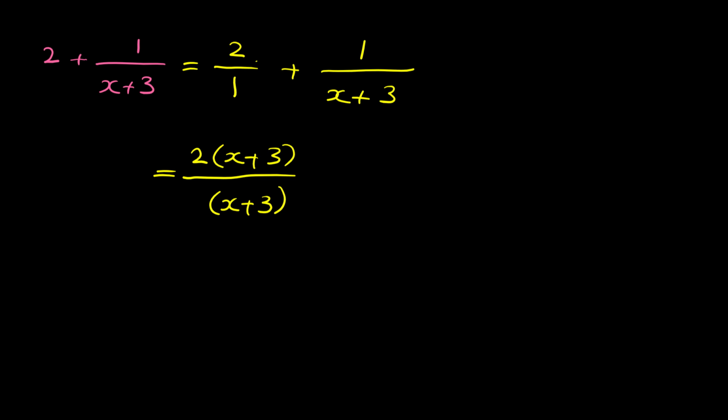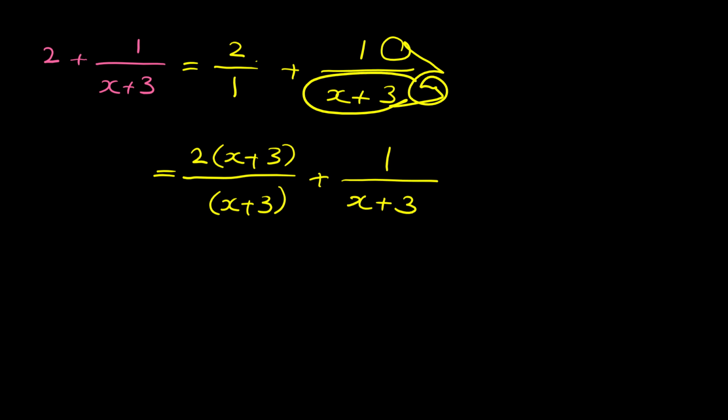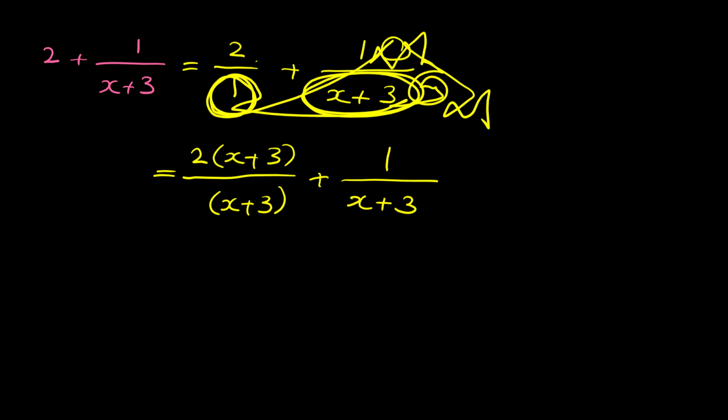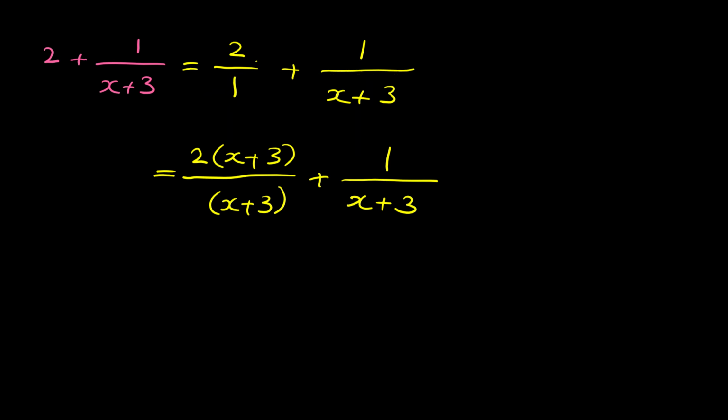For the other fraction, we don't need to do anything, because already the denominator has x plus 3, and we don't need to multiply the numerator and denominator of this by anything, because the other denominator is just 1. So multiplying by 1 doesn't change anything. So here, to make the denominator the same, the only thing that we have to do is to multiply the numerator and denominator by x plus 3.